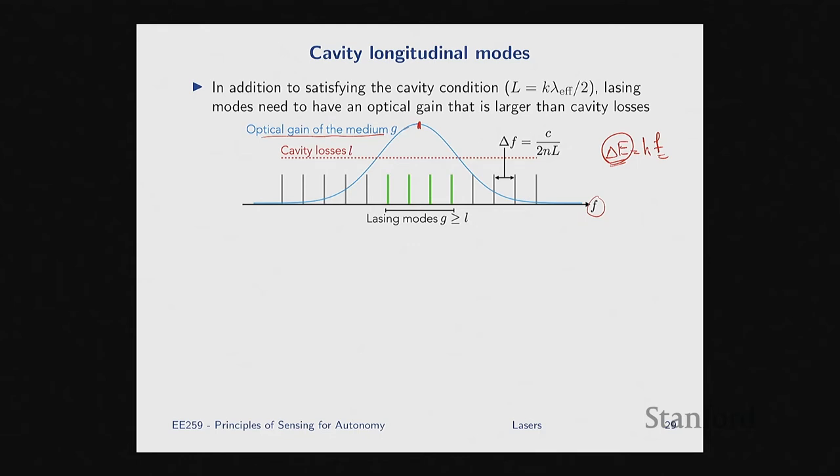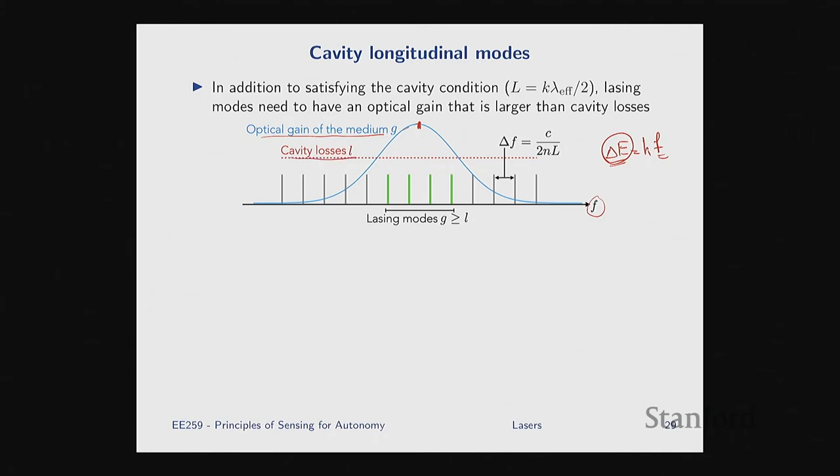But as with any other physical process, you also have some losses, so it's not perfect. What are the losses? Some of the light just escapes out. Some of it is not stimulated and becomes spontaneous emission. There are other factors that cause losses, so you also have some cavity loss level.